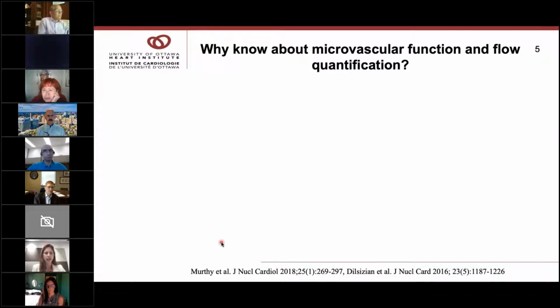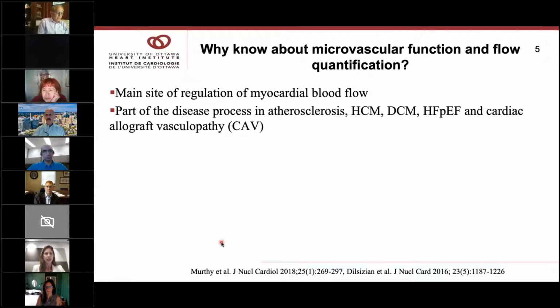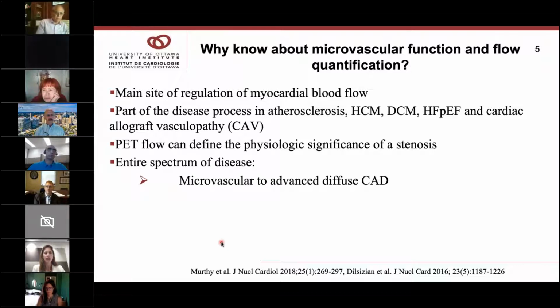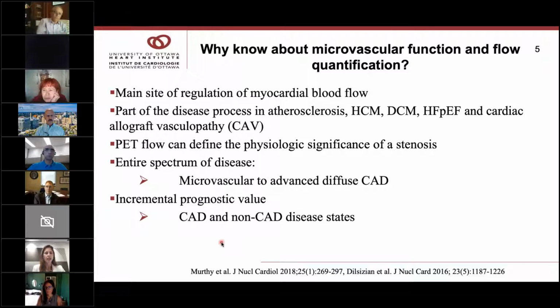It has been previously highlighted in Dr. Kemichi's presentation last week, but I'm here just to remember why it's important to know about microvascular function and flow quantification. First of all, the microvasculature is the main site of regulation of myocardial blood flow, and it's part of the disease process in multiple pathologies such as atherosclerosis, hypertrophic cardiomyopathy, dilated cardiomyopathy, HFpEF, and cardiac allograft vasculopathy. And PET flow can define the physiologic significance of a stenosis involving the entire spectrum of disease, from microvascular to advanced diffuse CAD, and adds incremental prognostic value and potentially directing therapy.